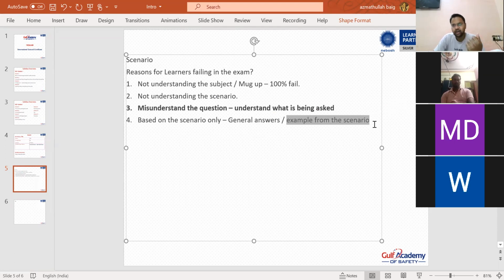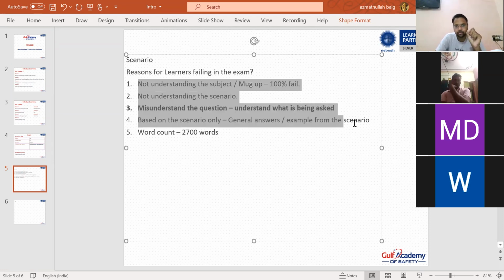These are the reasons. Or sometimes again, inappropriate word count, mainly word count. Very minor reason. This is a very minor reason. People writing less than 2,700 words. This is a very minor reason for failing in the exam. But these are the topmost reasons why the students fail. Clear? Yes, sir. Yes. So these are the reasons for failing in the exam.